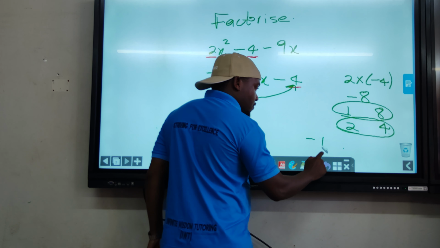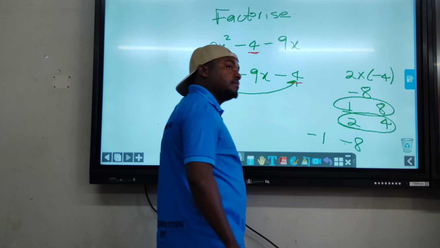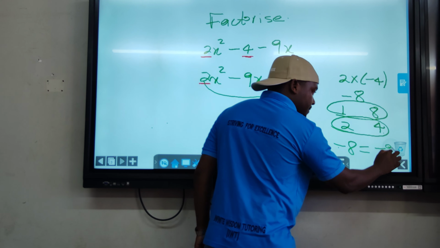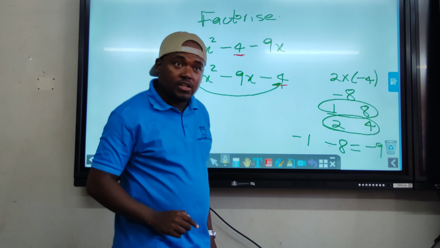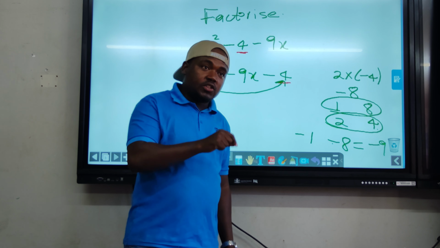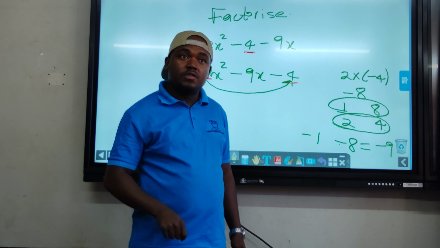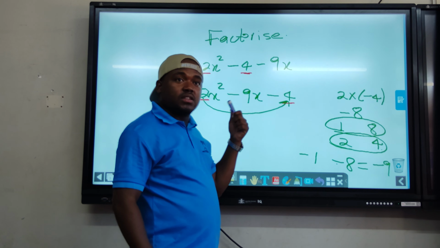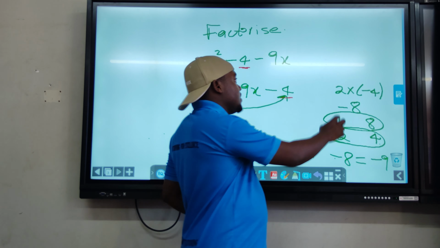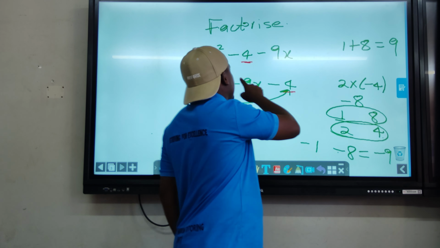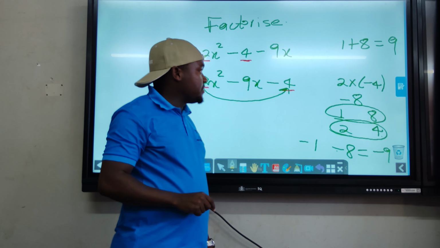So I will say negative 1 and negative 8. Minus 1 minus 8 gives me, not multiplication, do it on the calculator. Negative 1 minus 8 gives me negative 9, which is successfully what I have there. Because if I say 1 plus 8, it gives me positive 9. But here, I have a negative 9. You get what I'm saying?